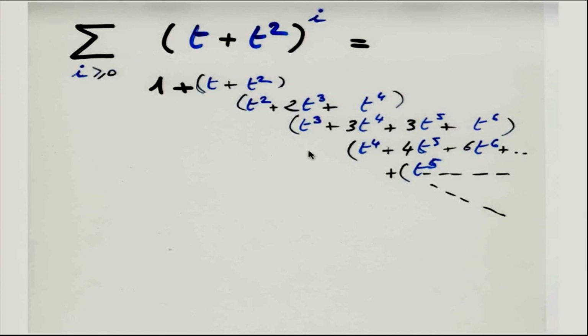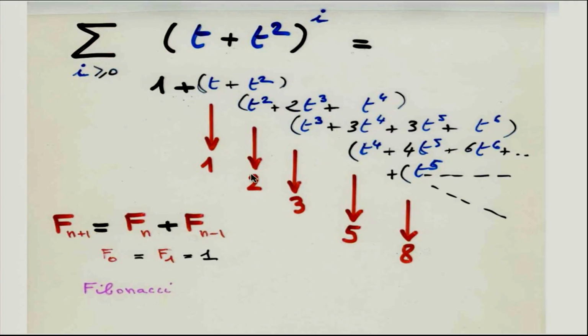Why? Let's take the computation. 1 plus u plus the square of u plus the cube of u, etc. You have infinitely many terms appearing, but if you look carefully in each column, you collect all the terms in t^2, all the terms in t^3, in t^4, and what you get in each column is 1, 2, 3, 5, 8. You get the Fibonacci numbers.